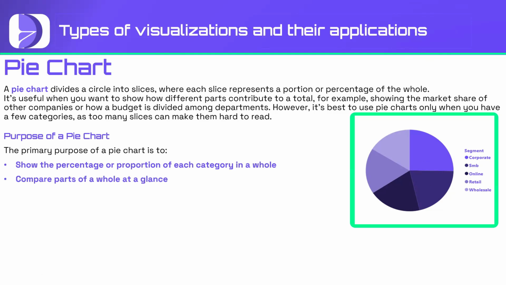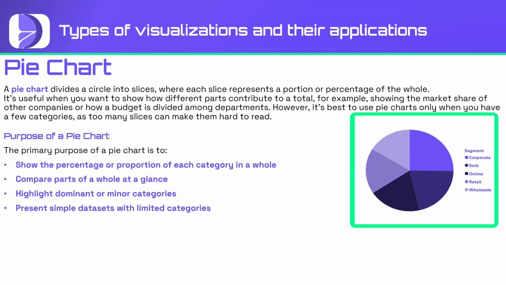Two, compare parts of a whole at a glance. Like I said, it's comparing each of the parts of this entire pie chart at just a glance. Three, highlight dominant and minor categories. From this you can see that corporate is the dominant category, while wholesale is the minor category. Four, present simple data sets with limited categories.